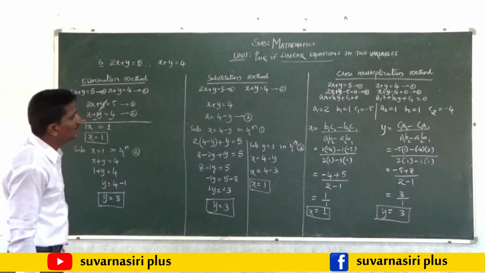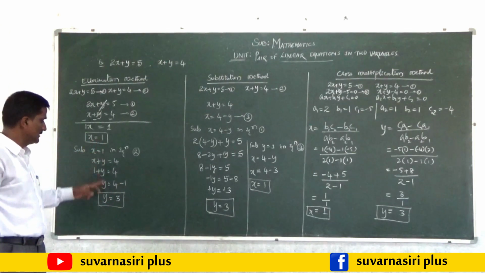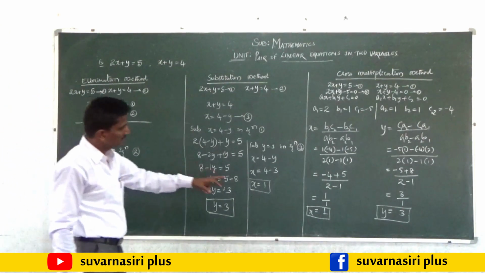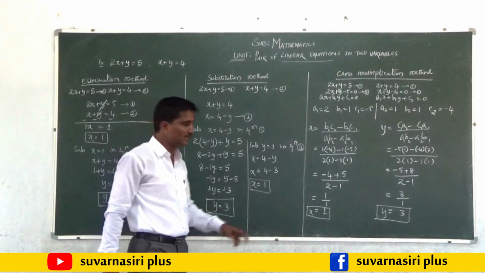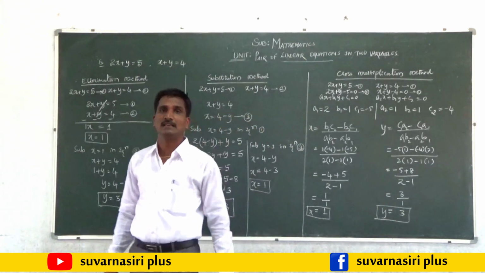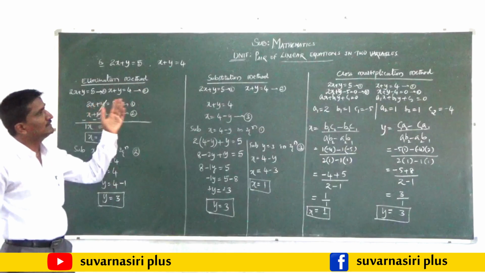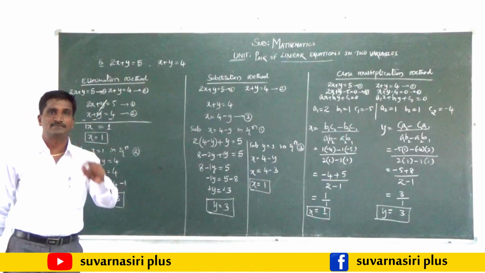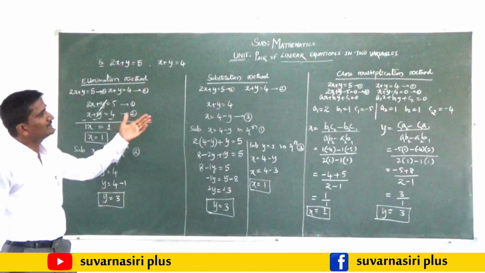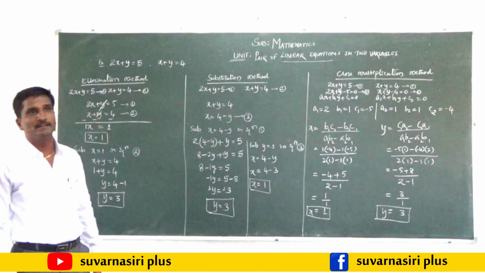See, in all the three methods, the answer is same here. x is equal to 1, y is equal to 3. So, in the examination, you can solve the problem in any one method. They will give 2 marks for you. Among these, the elimination method is the easiest method.